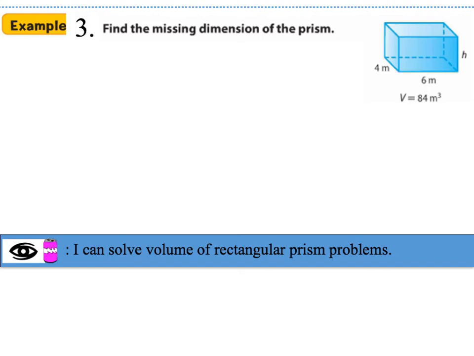For example 3, it says find the missing dimension of the prism. The difference with this problem is that they're giving us the volume now. So they're giving us the volume is equal to 84 meters to the third power. So let's plug it into this formula. Volume is equal to length times width times height.